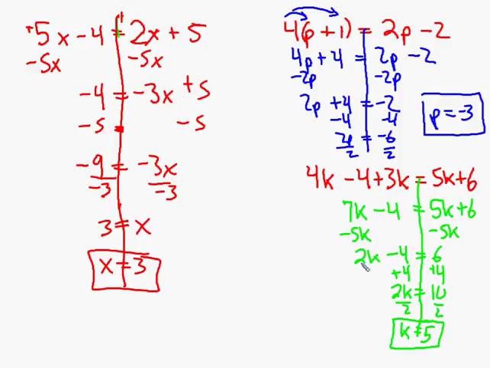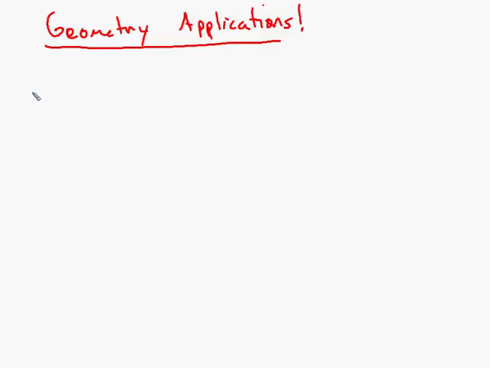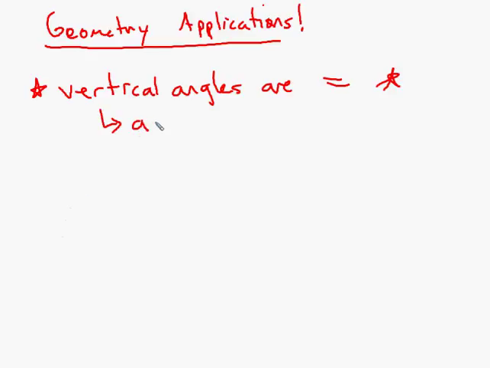Okay. Then let's do some geometry applications. Yay. What? Geometry applications. We're doing shapes. Okay, so the first geometry application. We need to remember this fact about angles. Vertical angles are equal. And I know what you're thinking. What in the world is a vertical angle? Well, vertical angles are across from each other, like directly across.